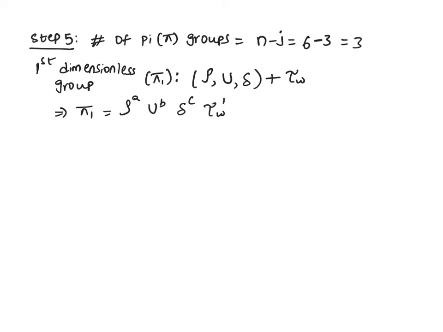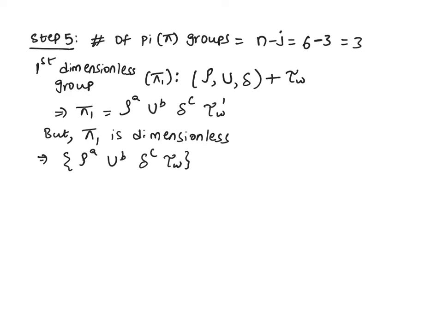As we know, pi 1 is dimensionless, that implies rho to the power of a, u to the power of b, delta to the power of c, tau w would be equal to... your pi 1 is a dimensionless part, so that can be represented in the basic dimensions MLT as M raised to 0, L raised to 0, T raised to 0.